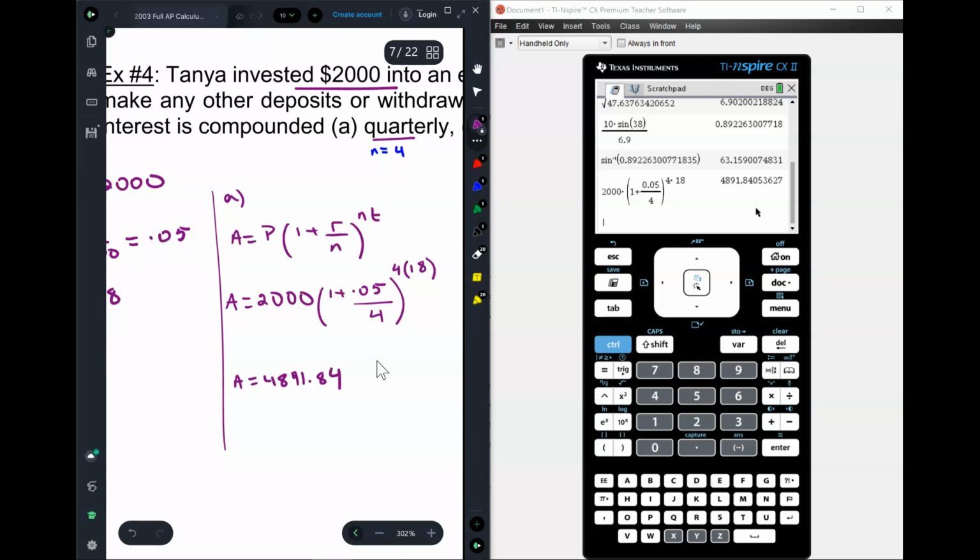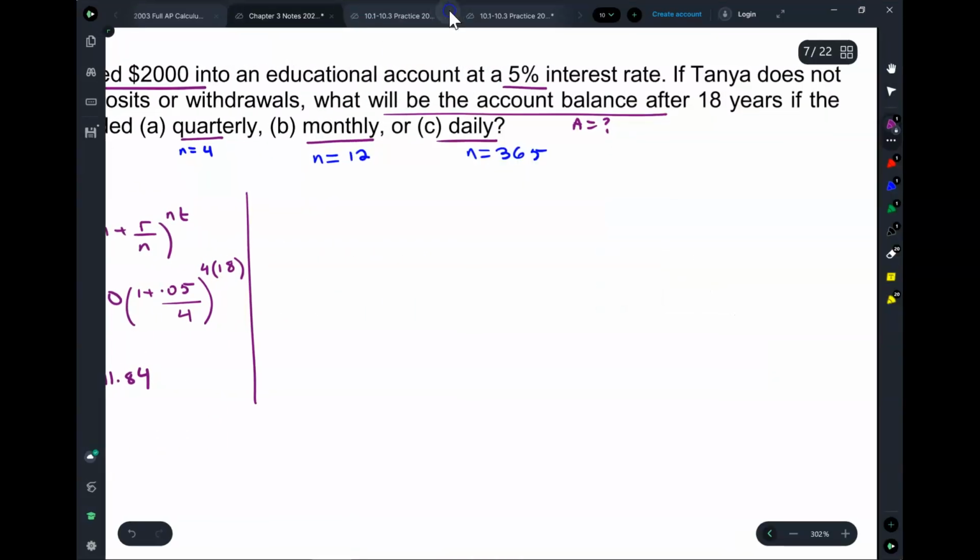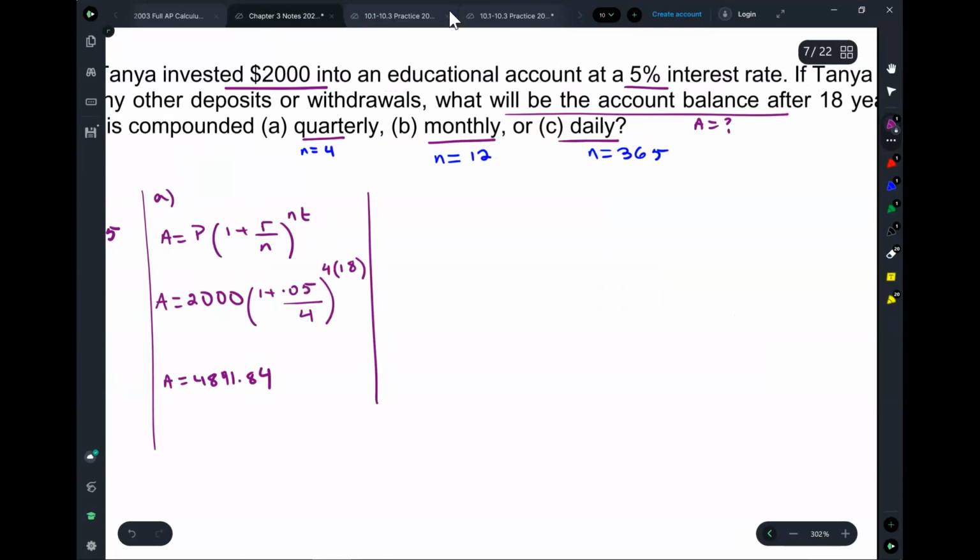Let me say one thing about how to round. You should know the place to round. This is dollars and cents, so you should go to 2 decimal places, and you have to round correctly. So 84, not 85, and so on. Now, for part B, the only thing that's changing is N equals 12.